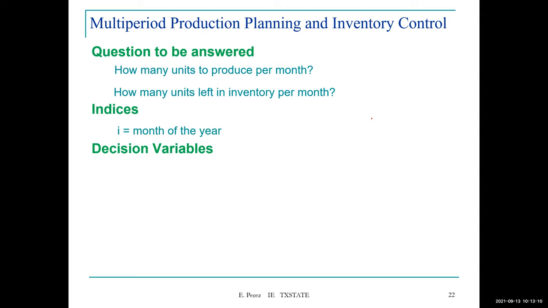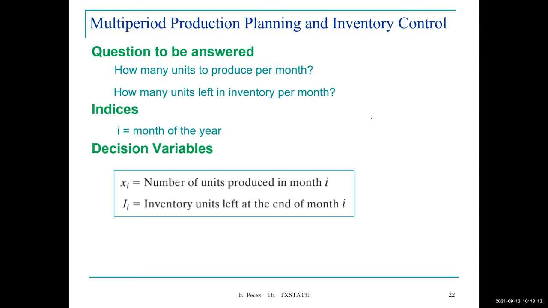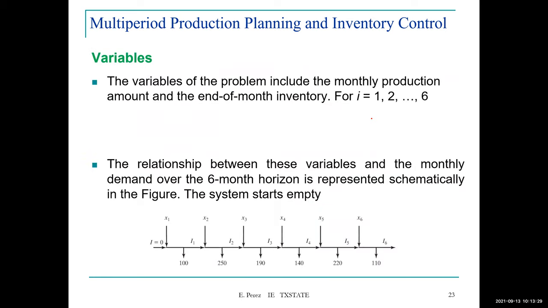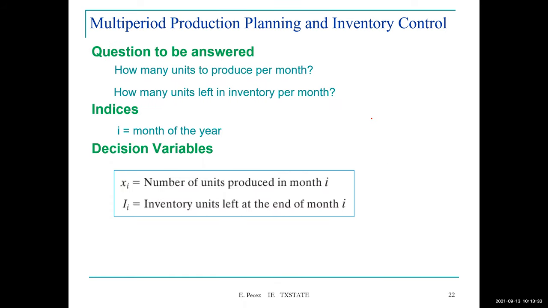We're gonna use an index to represent the month of the year. And we're gonna have two types of decision variables: the number of units produced in month i and the inventory units left at the end of month i. So if we think about this, how many of you have taken engineering economics? All of you? You remember those cash flow diagrams, which you have enter, gone, move forward. So that's the type of diagram or representation that we can use to see how this is gonna work.